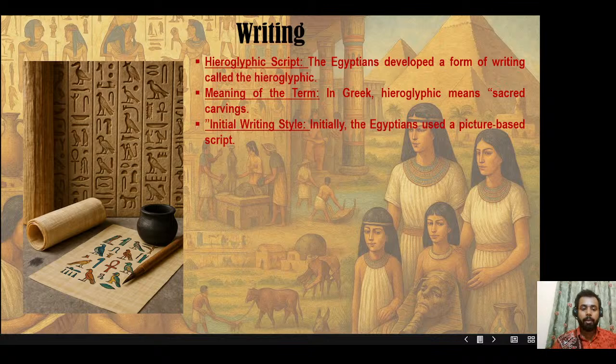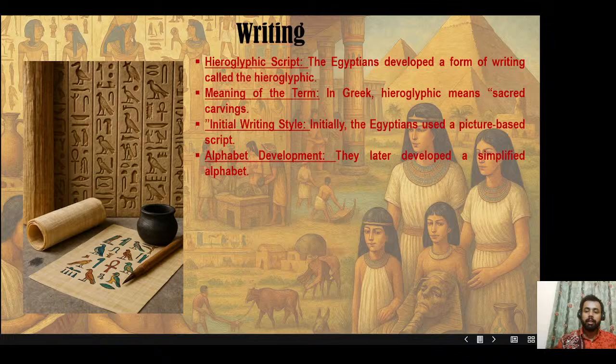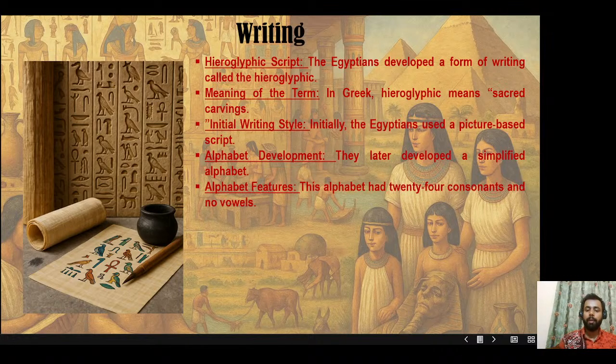So their alphabets were designed based on different kinds of pictures. They later developed a simplified alphabet. So later on, they developed a simplified form. The pictures became an alphabet. This alphabet had 24 consonants and no vowels. In the English alphabet, you can see that there are 26 letters, but in the Egyptian alphabet there were 24 letters. All were consonants.